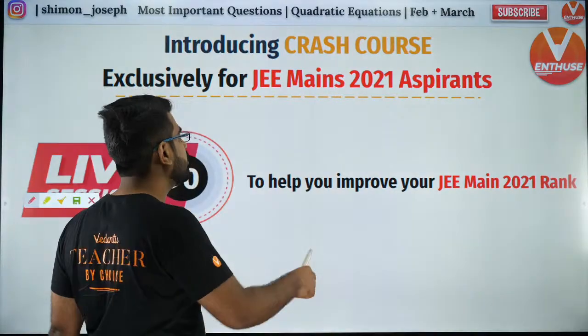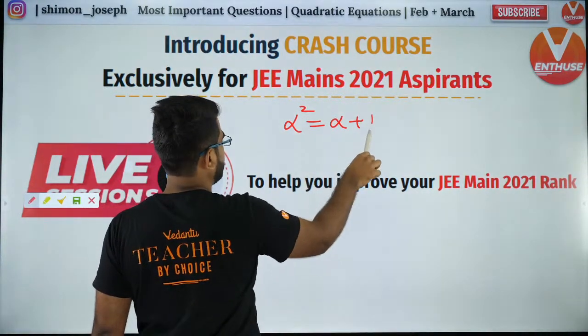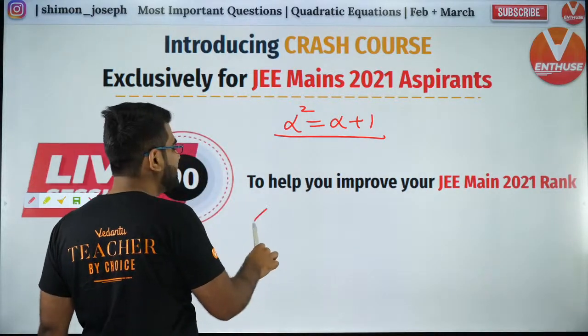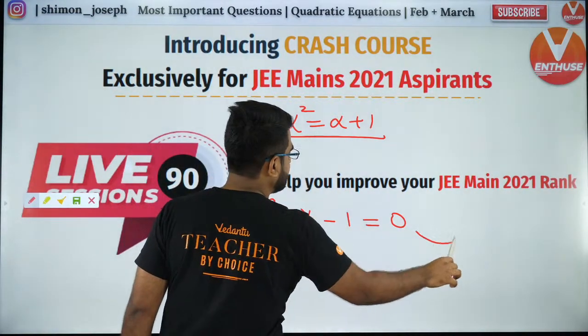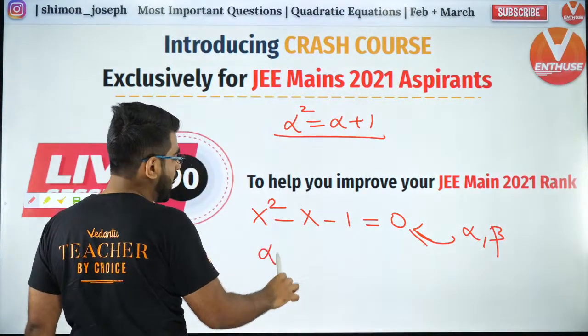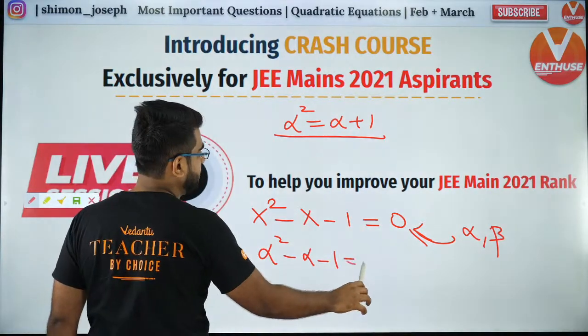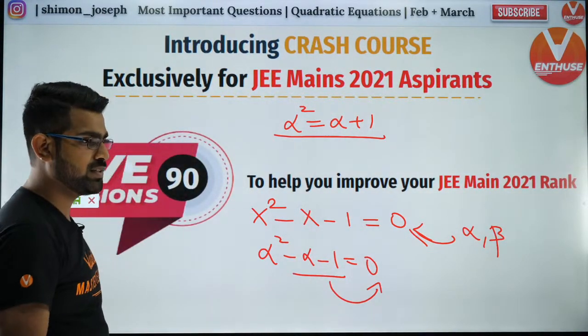Now Chris is asking a good question. So sir, how did you get alpha square is equal to alpha plus 1? Because Chris, you forgot to listen the previous thing. Alpha and beta are the roots of this. So alpha square minus alpha minus 1 is 0, na? So I took these two to the right side. That's it. I didn't do anything else.